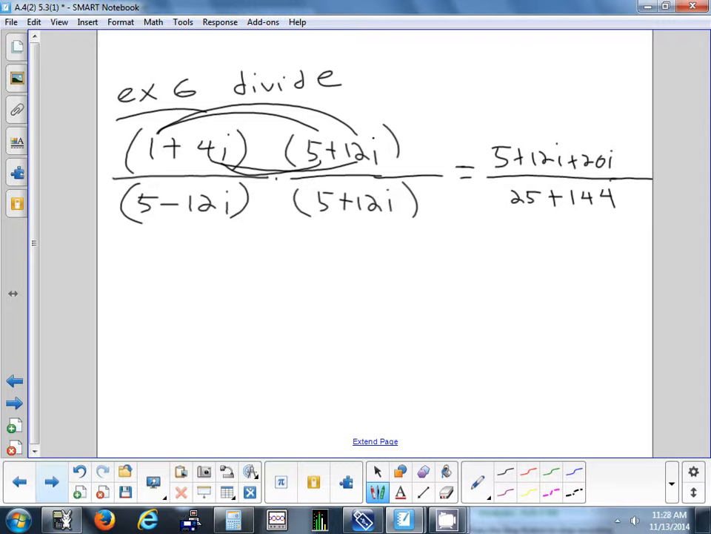I'm not sure. Okay, let's do it out. Let's not do it all in our head then. What do I get when I do 4i times 12i, but don't simplify anything? Yep. 48 i squared. Okay, we'll start with that. 48 i squared.